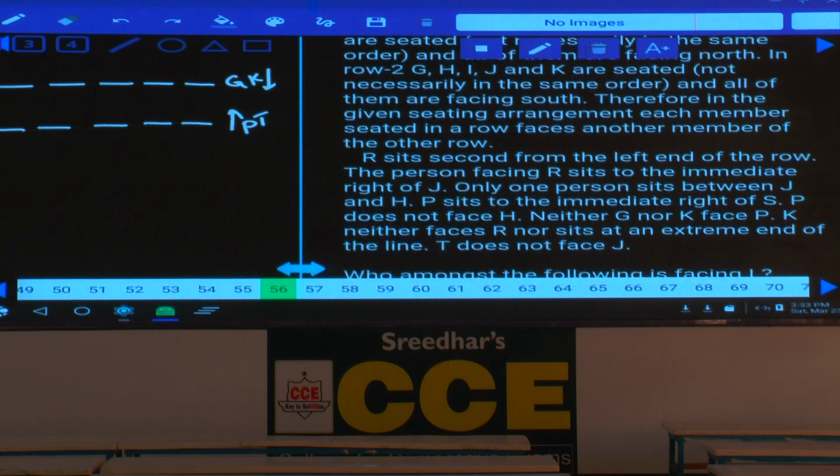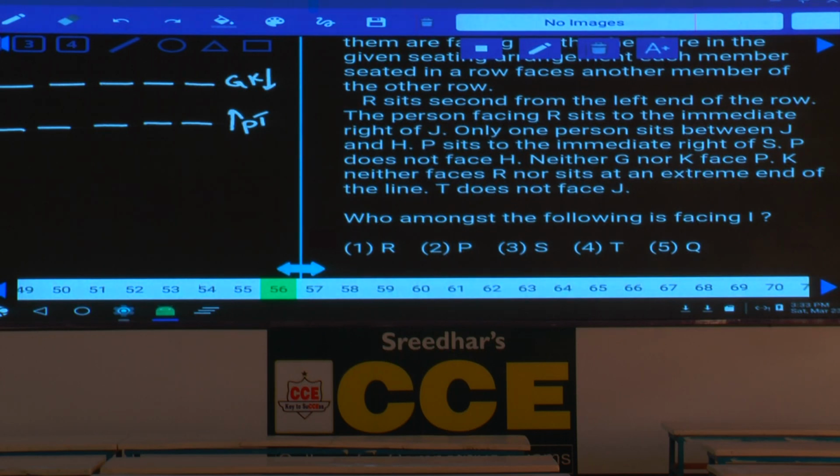Each member in a row faces another member of the other row. R sits second from the left hand of the row. Tell me what is the possibility for this R? R is seated second from the left hand of the row, so R must be here.